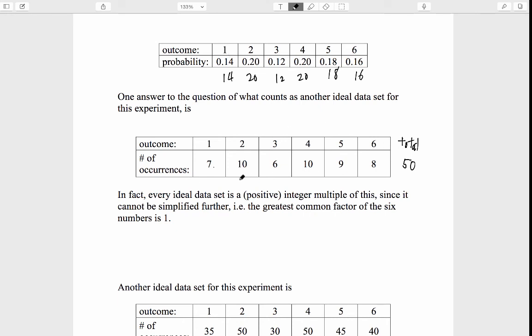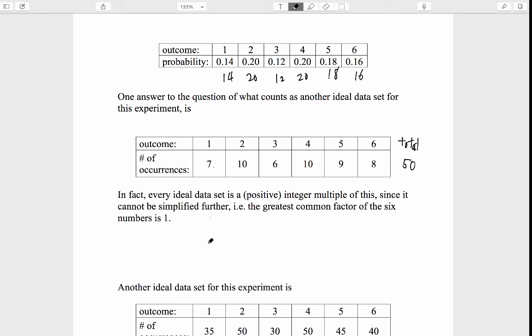Now this ideal data set is special among all ideal data sets for this experiment. Why? Because this one cannot be reduced any further. It cannot be simplified any further. The greatest common divisor of these 6 integers equals 1. I couldn't divide through by something to get something even simpler the way I divided these numbers all by 2. The consequence is that every ideal data set will actually be an integer multiple of this one.